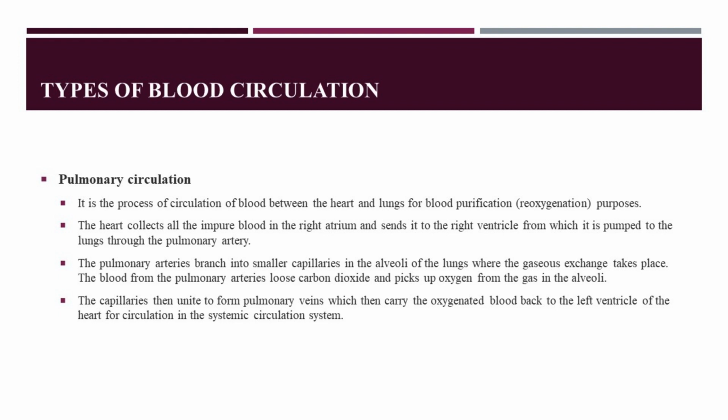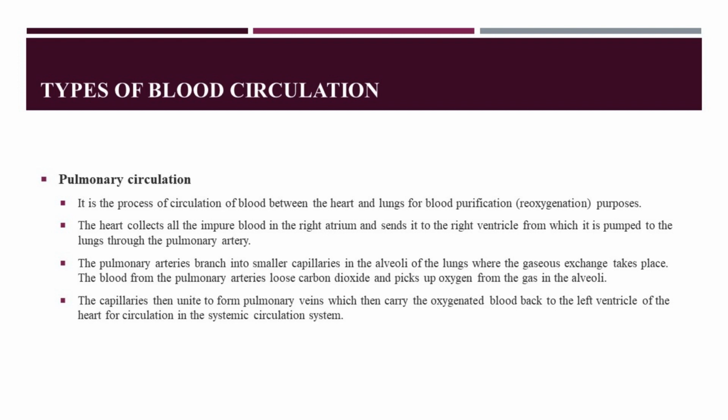Pulmonary circulation. It is the process of circulation of blood between the heart and lungs for blood purification or reoxygenation purposes. The heart collects all the impure blood in the right atrium and sends it to the right ventricle, from which it is pumped to the lungs through the pulmonary artery. The pulmonary arteries branch into smaller capillaries in the alveoli of the lungs where the gaseous exchange takes place.